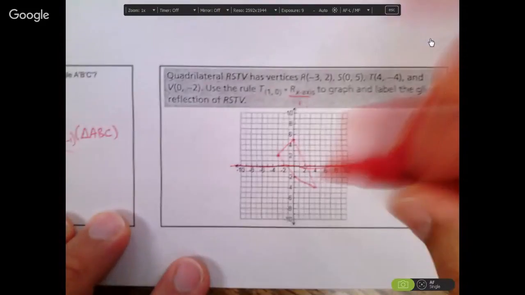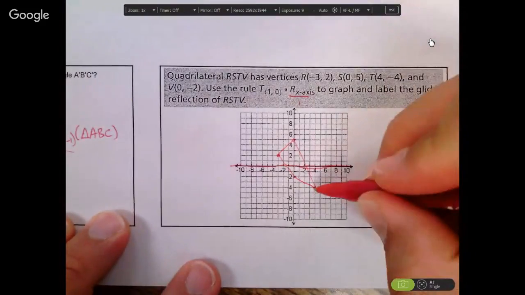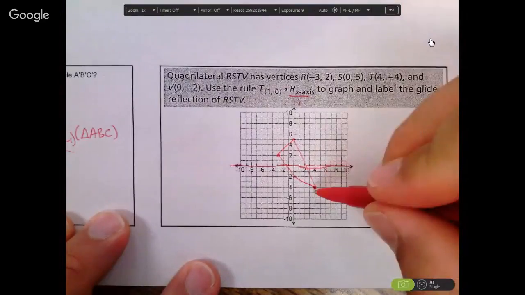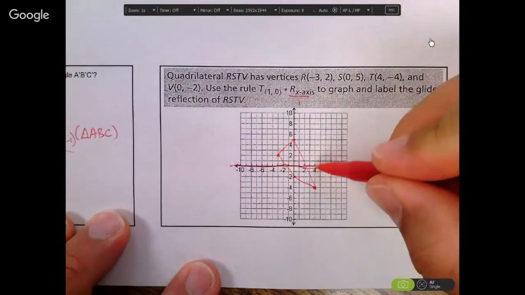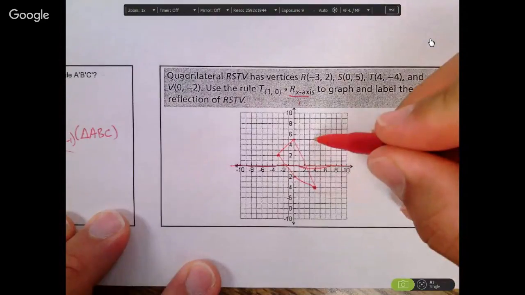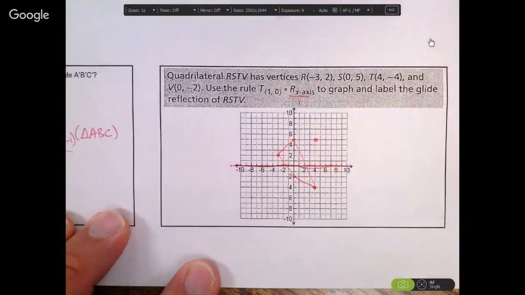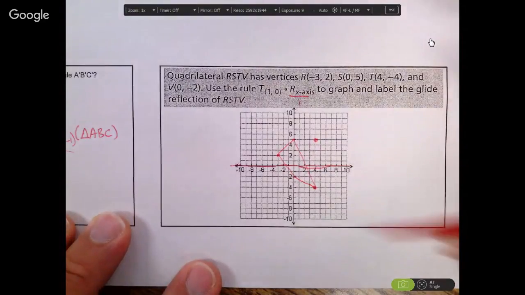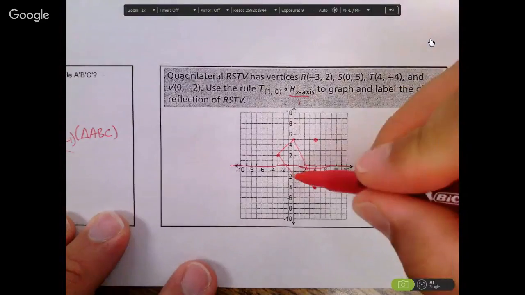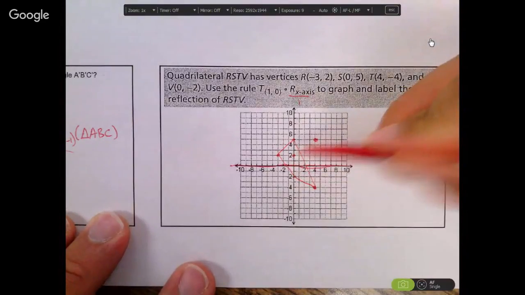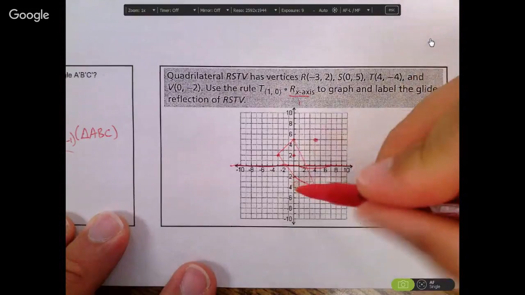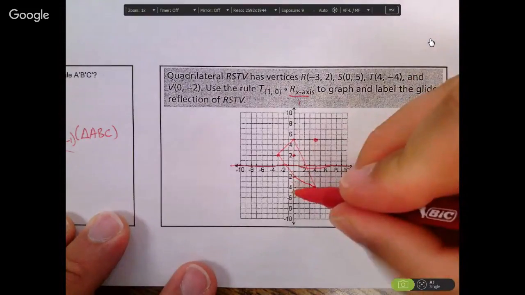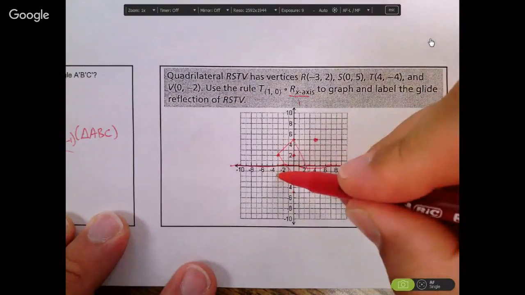Okay, so reflecting across the x-axis, this point here, if it's 4 away there, it's going to be 4 away here. So that point becomes positive 4, 4. Okay. I like to just kind of look at it, but we do have rules that just say make it the opposite of the x. This one's going to flip to there. And this one's going to flip to there. And this is going to flip to there.